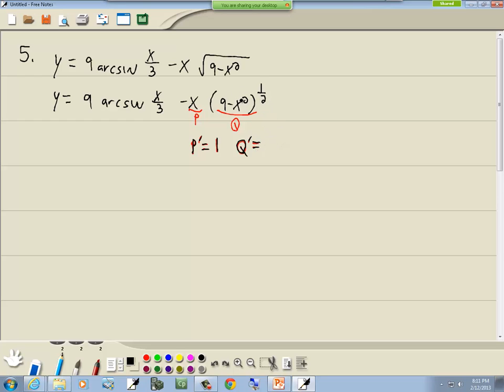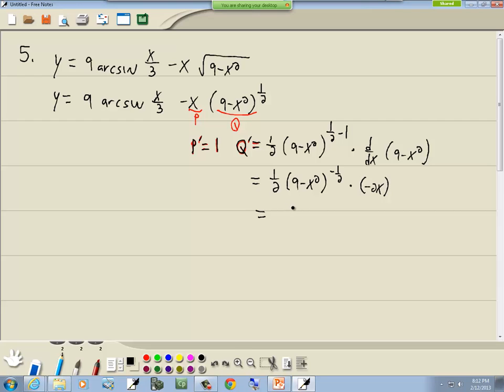This is a chain rule, specifically a general power rule. You take your power, which is 1/2, put it out in front. What's inside the parentheses remains as is. Lower your power by 1. And then you multiply times the derivative of what's inside the parentheses. So again, if you have parentheses to a power, taking the derivative, you take your power, put it out in front. What's inside the parentheses remains as is. Lower your power by 1 times the derivative of what's inside the parentheses. Which gives us 1/2 times 9 minus x squared to the negative 1/2 times the derivative of 9 minus x squared gives us negative 2x.